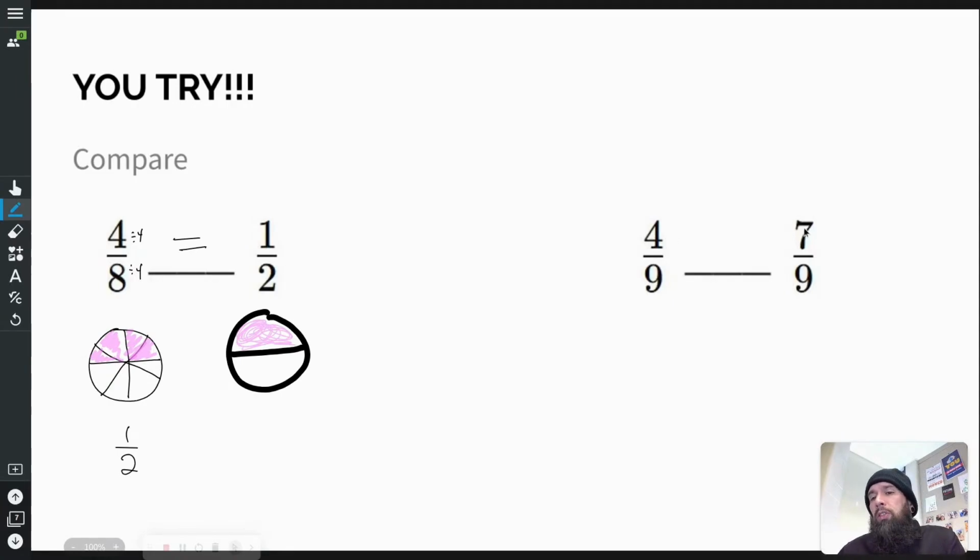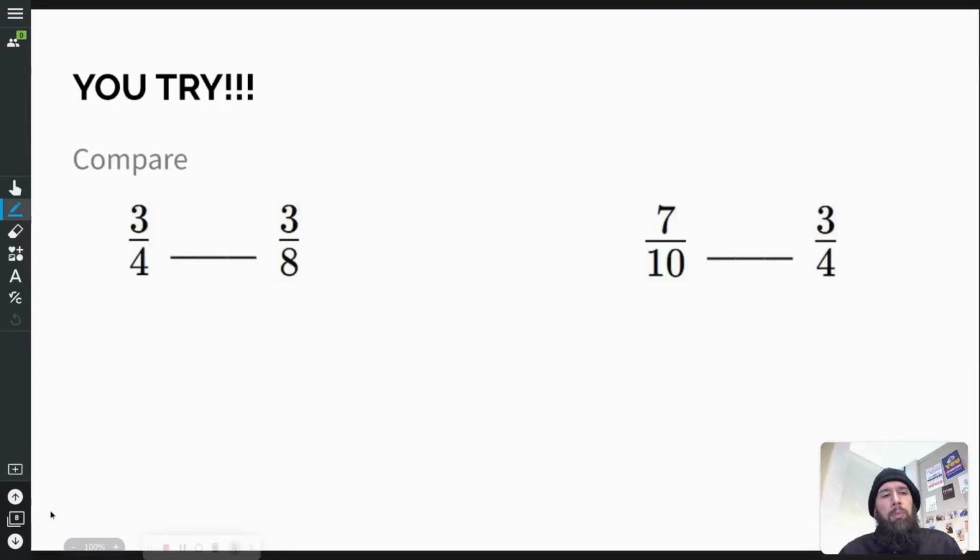How about 4/9 versus 7/9? Well, denominators are the same, which means what you're going to want to do is compare the numerators exactly the way they are. 4 is less than 7, which means 4/9 is less than 7/9. Okay? 2 more. Here, the numerators are the same. So if the numerators are the same, then you compare the denominators. The smaller the denominator, the larger the fraction actually is. So 3/4 is actually bigger than or greater than 3/8.